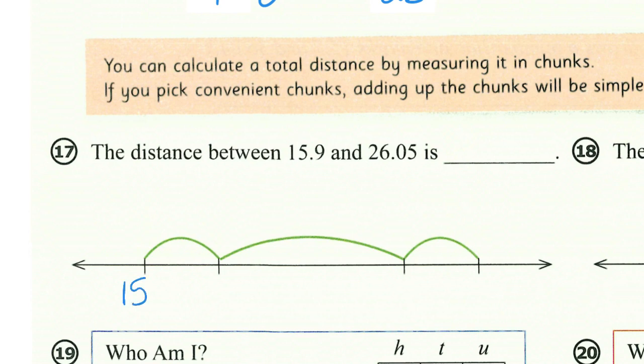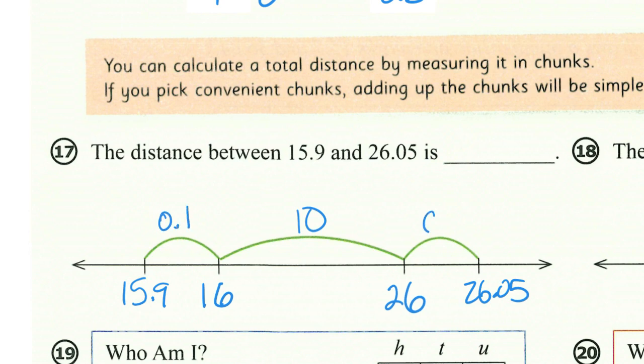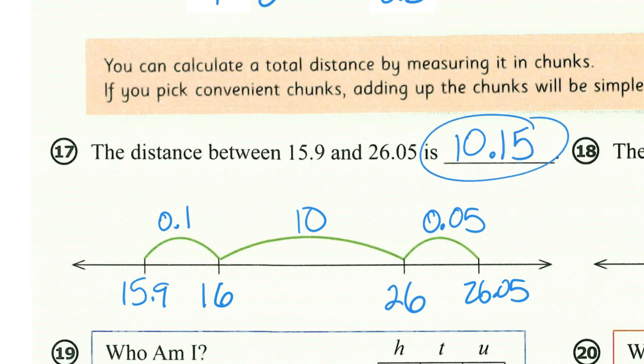I'm going to put 15.9 on the left, 26.05 on the right because it's greater. And then I'm going to put in my easier numbers. Here's going to be 16. Here's going to be 26. The distance between those is 10. On the left, it's 0.1. And on the right, it's 0.05. So I end up with 10.15 as the total distance.